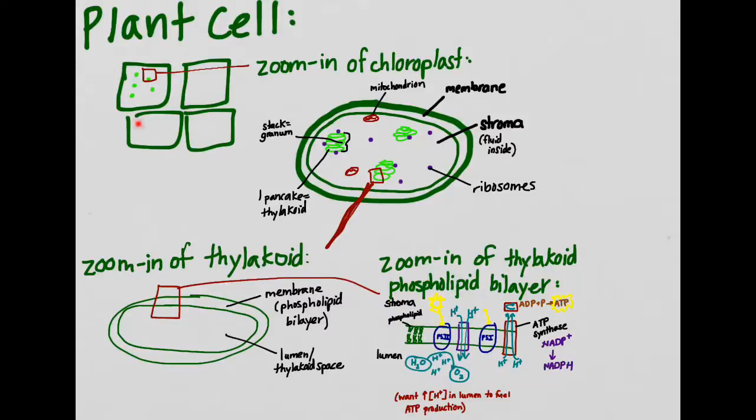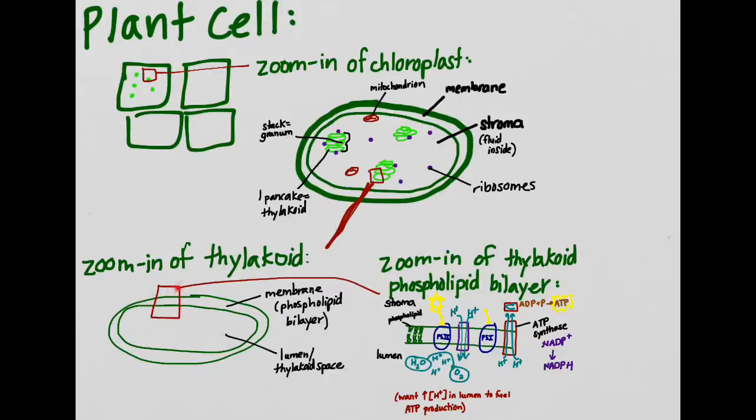Just to review, obviously we're starting in a plant cell. In those plant cells, each of these little green dots are chloroplasts. We want to zoom in on those chloroplasts, which we now see here. The chloroplasts themselves have little stacks of pancakes, and each of those pancakes is something called a thylakoid. Those thylakoids, if we zoom in on one of them, will have a membrane around the outside, which is a phospholipid bilayer. Inside of that, we'll have a space that's called the lumen.